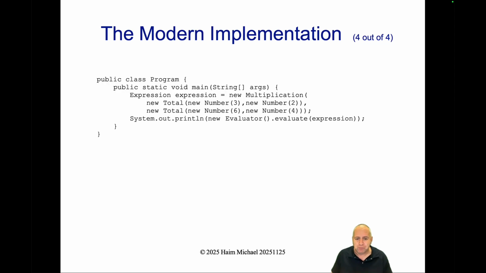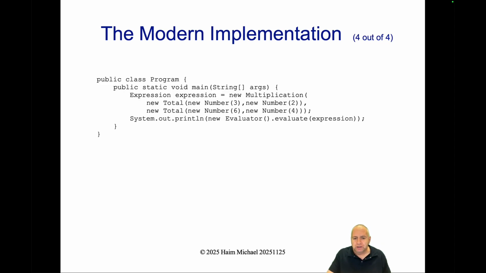Now you can imagine a program that includes multiple expression objects and then calling evaluate on each one of them, one after the other. Or it can be one expression object, in this case an object of the type multiplication, that includes two expressions. In this case, each one of them is of the type total, and so on. So it can actually be evaluation that takes place using recursion.